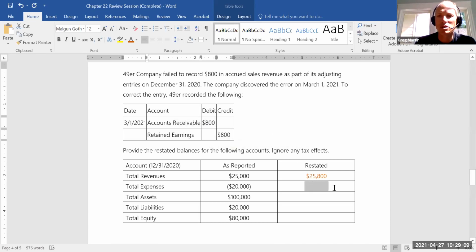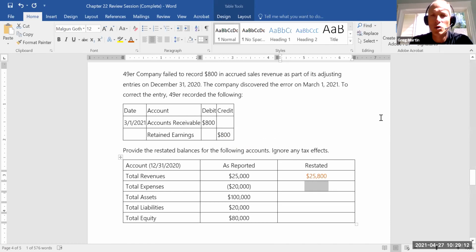How about total expenses? What would be the restated amount for total expenses, given this mistake? Sailor says it should stay the same. Aaron agrees. Matt agrees. Somebody else agrees privately. I don't know if she realizes she's sending that directly to me. That's good. All right. And the answer is it stays the same. Good.